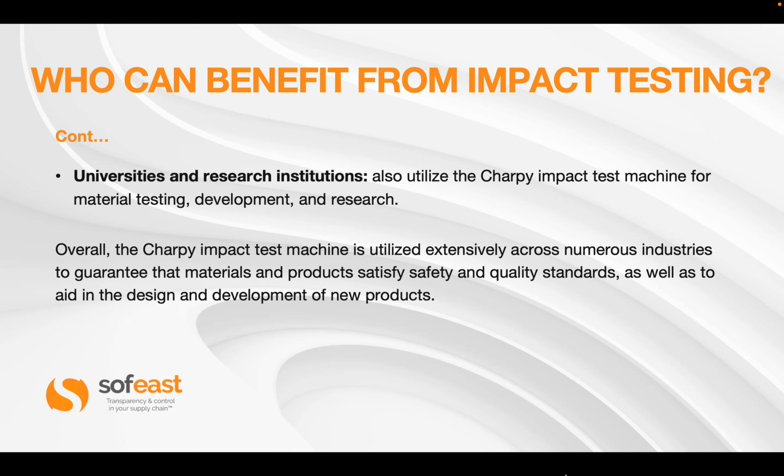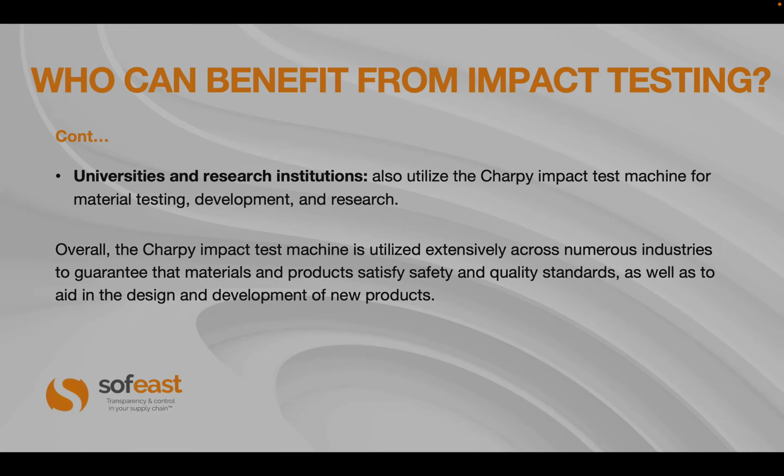Another one that will benefit is universities and research institutes. They also utilise the Charpy impact test machine for material testing, development and research, where they can publish the results of different materials they're testing such that we as engineers can reference that material. Overall, the Charpy impact test machine is utilised extensively across numerous industries to guarantee the materials and products satisfy safety and quality standards, as well as to aid in the design and development of new products.